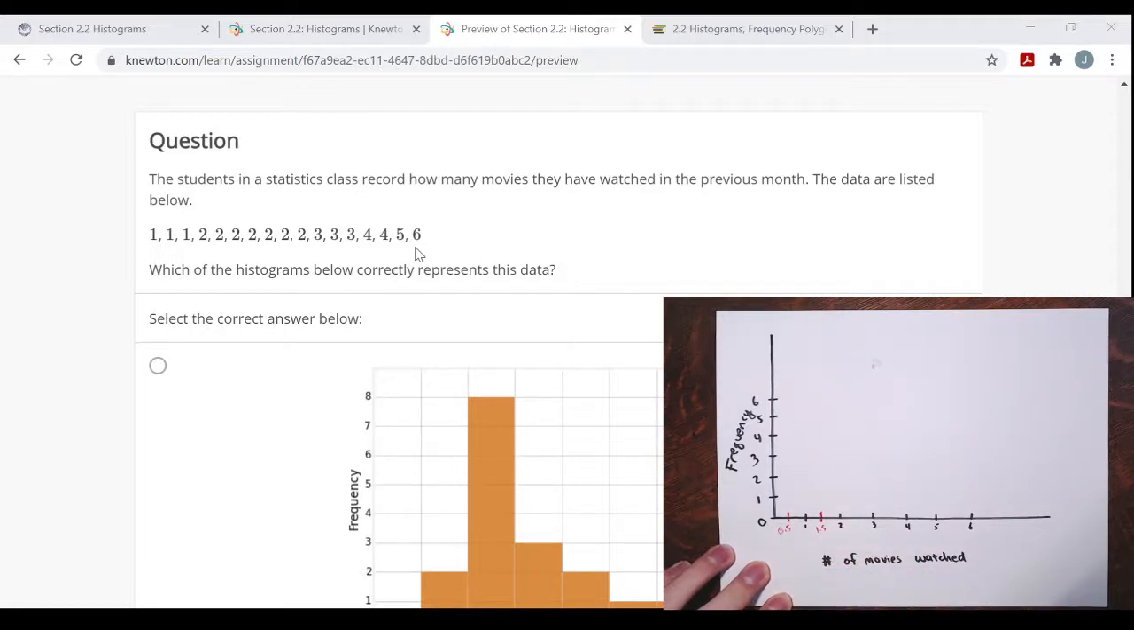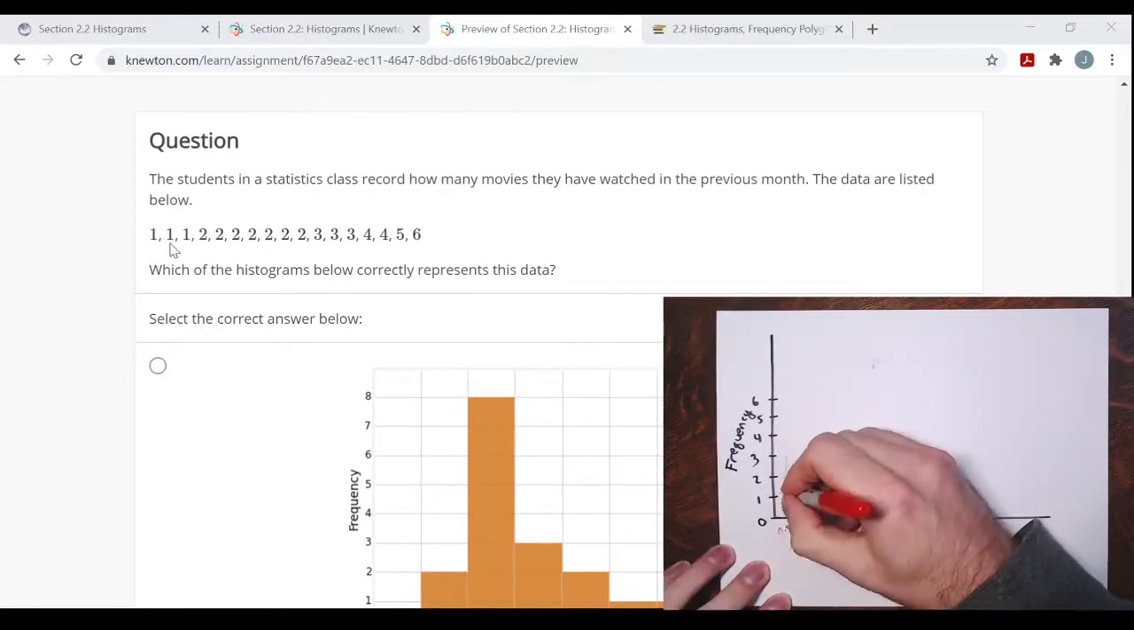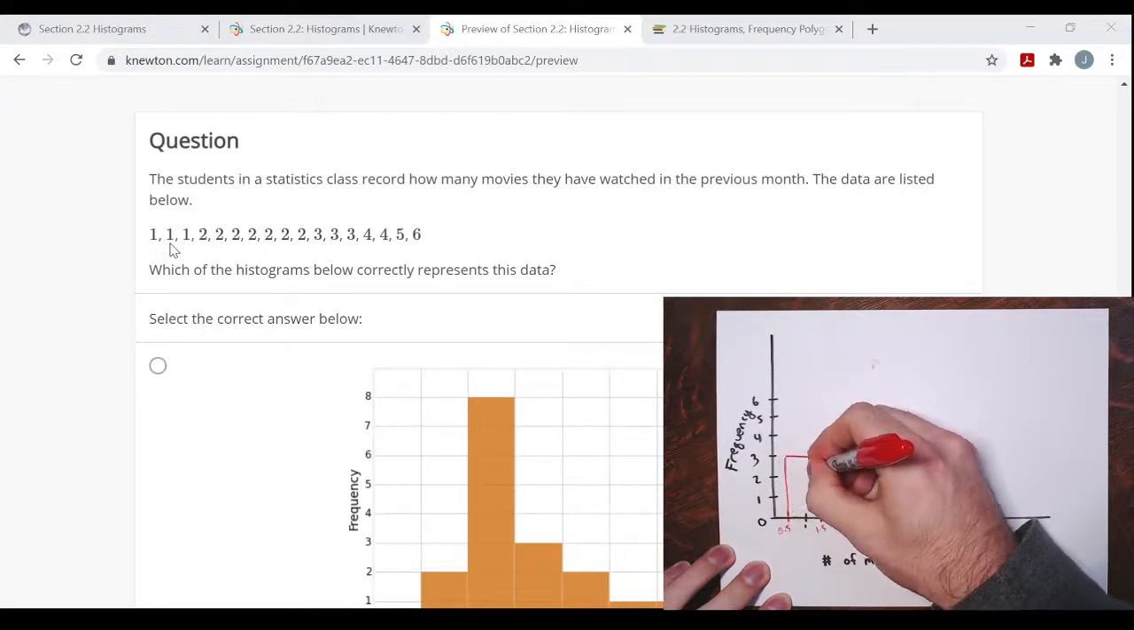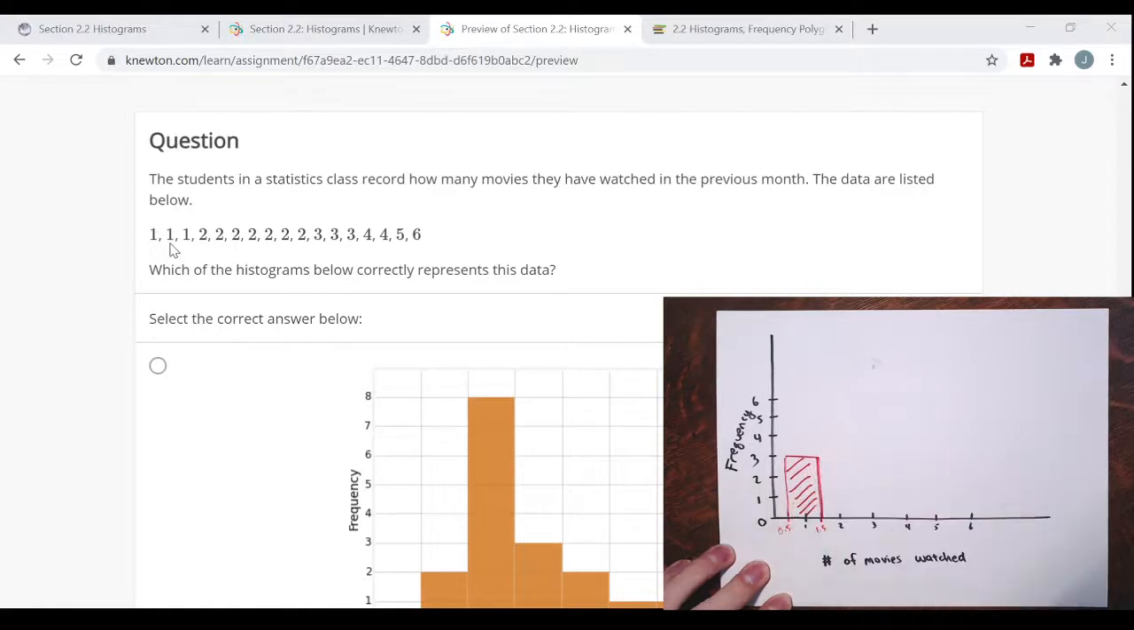So that 1 is exactly in the middle. And then how many students watched one movie last month? There were 3 of them. So the height of the bar is 3 high. I go up to the frequency of 3, and I'll color that in. But you see how from 0.5 to 1.5, the value of 1 is exactly in the middle of the bar. And then it's connected to the next one. Every bar needs to have the same width. So this is 1 unit, from 0.5 to 1.5.